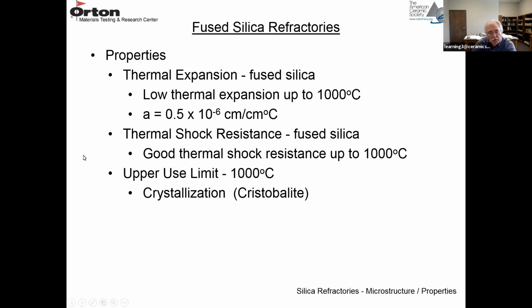Because of this low thermal expansion coefficient, the fused silica version of SiO2 has good thermal shock resistance up to this temperature. Above 1,000 degrees C, maybe approaching 1,200 degrees C, the glass starts to crystallize into cristobalite, and it is no longer a glass. So the thermal shock resistance changes at that point. You now have a material that's partially crystalline.